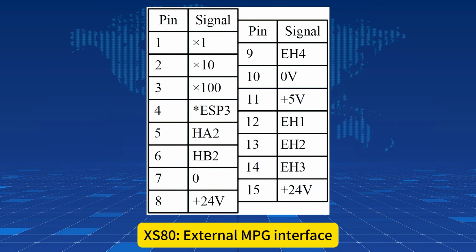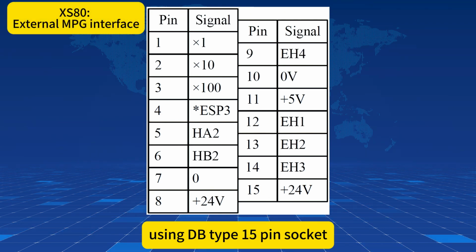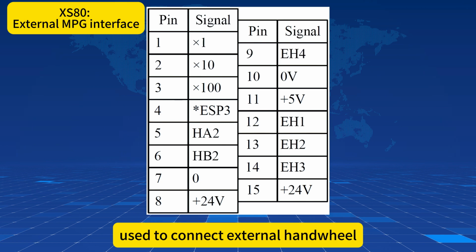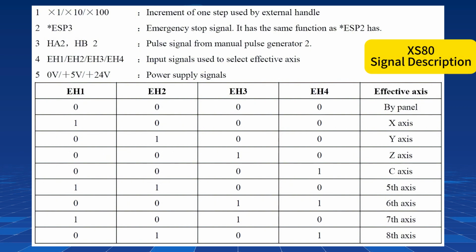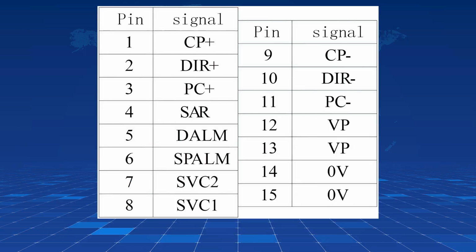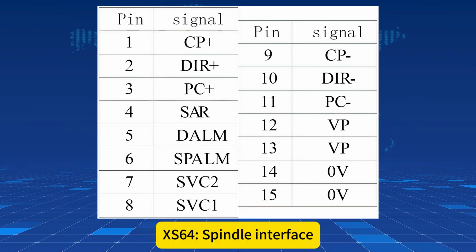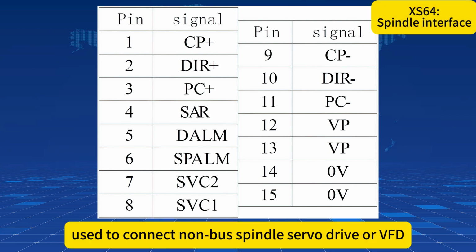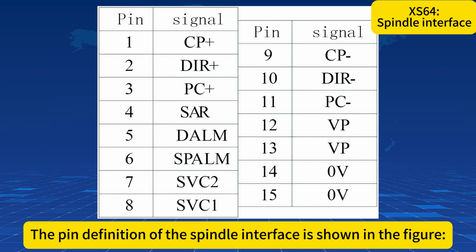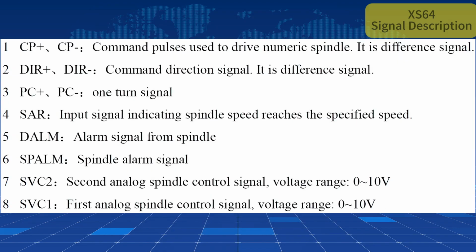XS80 external MPG interface, using DB type 15-pin socket, used to connect external handwheel. The external MPG interface is shown in the figure. Signal description. XS6 spindle interface, using DB type 15-hole socket, used to connect non-bus spindle servo drive or VFD. The pin definition of the spindle interface is shown in the figure. Signal description.